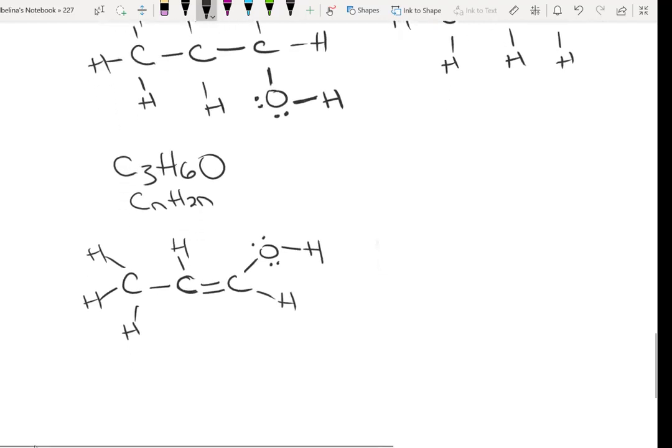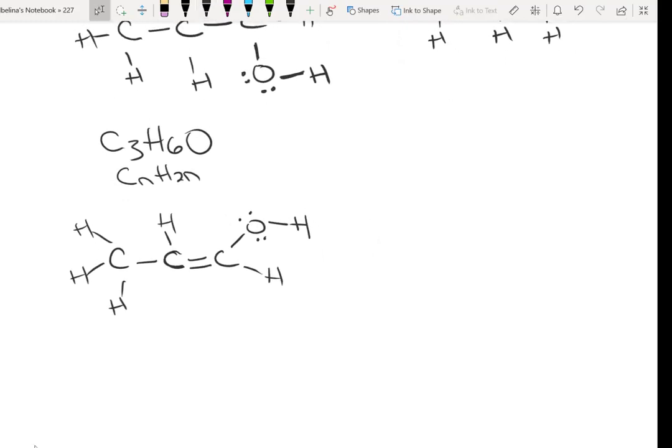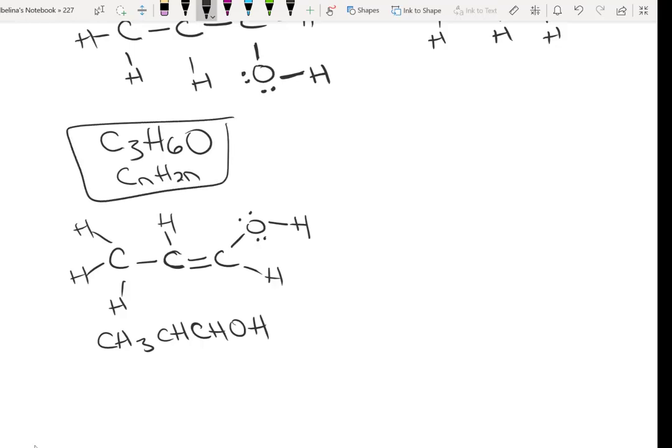So I could draw some more isomers, so let's do that. Actually, let me give you the condensed formula for this. CH3, CH, CH, OH. Okay, so again, here's the formula. Let's try to draw some more isomers.